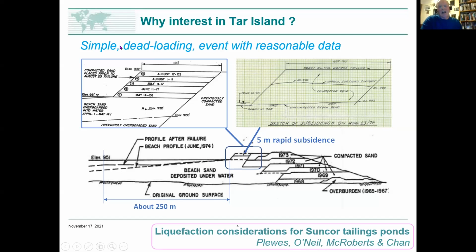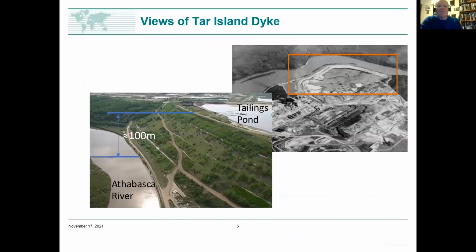The interest in Tar Island was that it's a simple dead loading event, and it's got reasonable data, and it's documented in a very nice paper, Liquefaction Considerations of the Suncor Tailings Pond by Plewes, O'Neill, McRoberts and Chan. And that paper forms the starting point for our analysis, or our setting things up. We have quite a nice set of documentation. And as I say, it's almost like a test fill. In fact, you could regard it as a test fill. So it's really rather good for us.